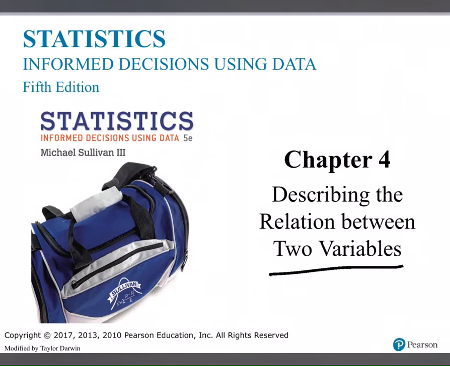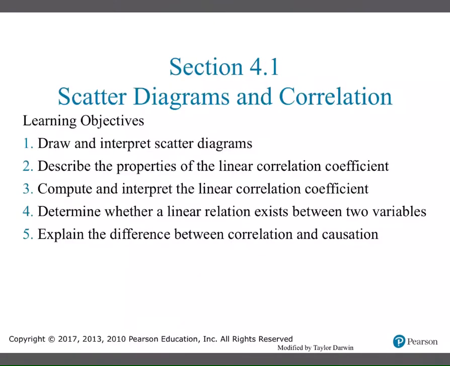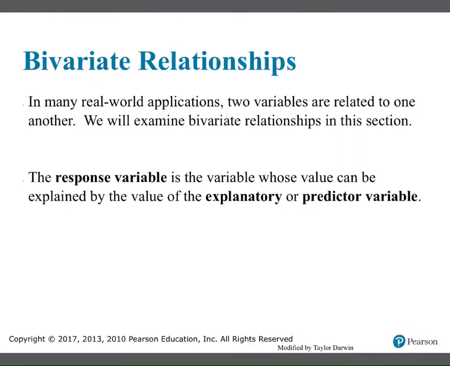So maybe, does how many hours you study for a test have something to do with the grade that you made on it? The things you can look for in 4.1 are scatter diagrams, talking about the linear correlation coefficient, computing and interpreting the linear correlation coefficient, seeing if a linear relationship does exist between two variables, and then the difference between correlation and causation.